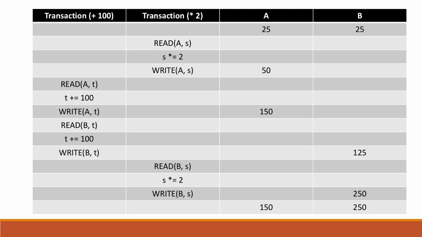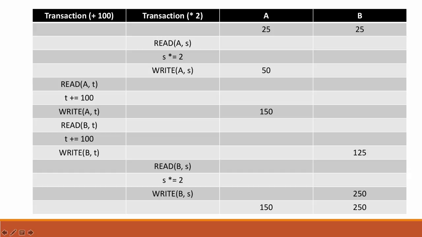So let's look, and here are the same 2 transactions as before, but I've interweaved them slightly differently. So I start with the doubling transaction. I read A, double it to 50. Okay, that's fine. And now I'm doing the plus 100. I read from A, which is now 50, add 100, I get 150. Great. I read from B, which is 25, I add 100 to it, I get 125.